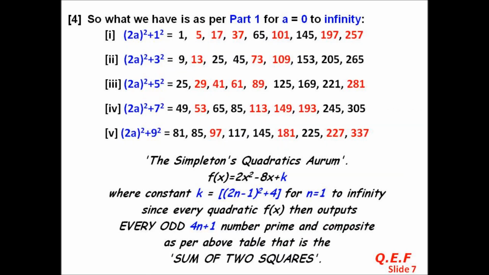So what we have is, as per part 1, for a equals 0 to infinity, the simpleton's quadratic theorem, f of x equals 2x squared minus 8x plus k, where constant k is equal to 2n minus 1 squared plus 4 for n equals 1 to infinity, since every quadratic f of x then outputs every odd 4n plus 1 number, prime and composite, as per above table, that is the sum of two squares, QEF.